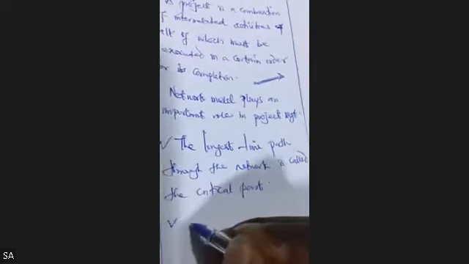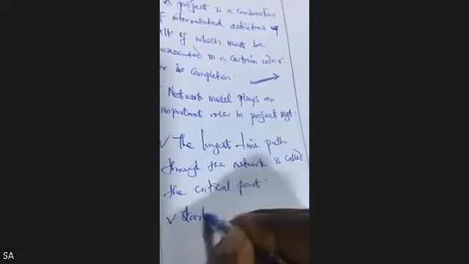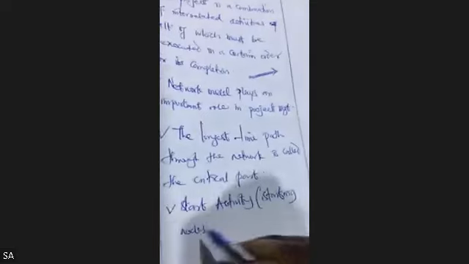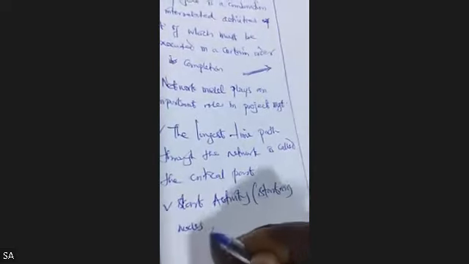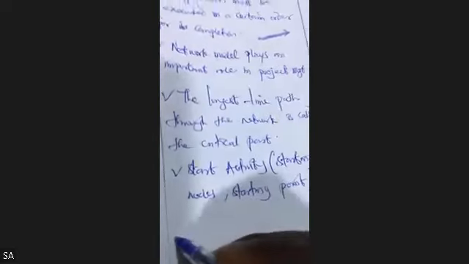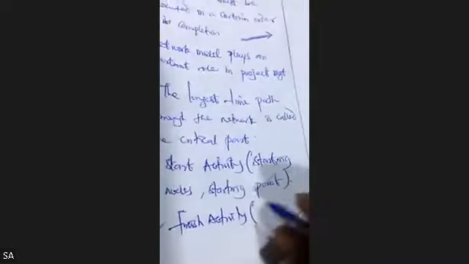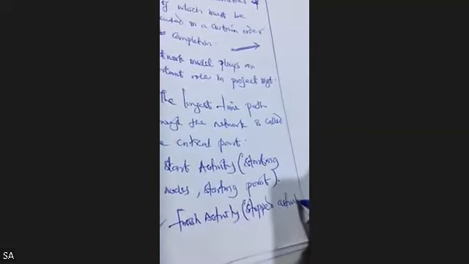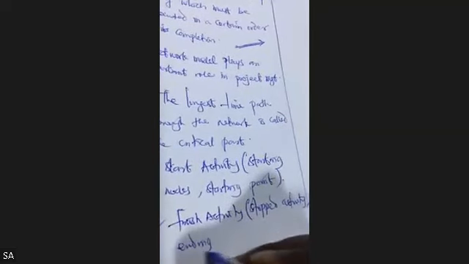So some people call it start activity, some call it starting nodes or starting points. Now we have finish activity. Some call it stop activity, or ending nodes. So take note of this.